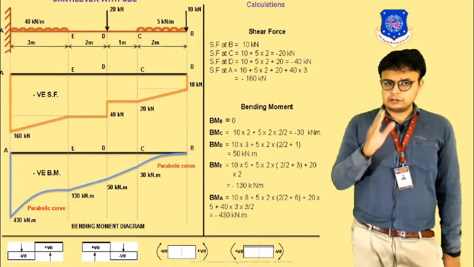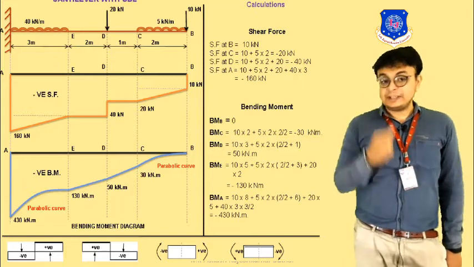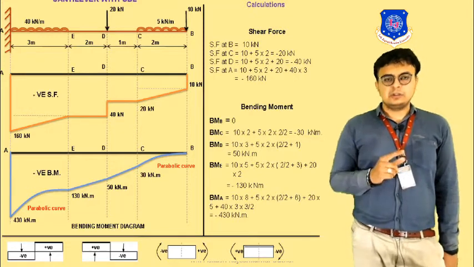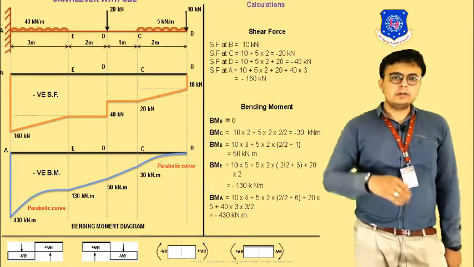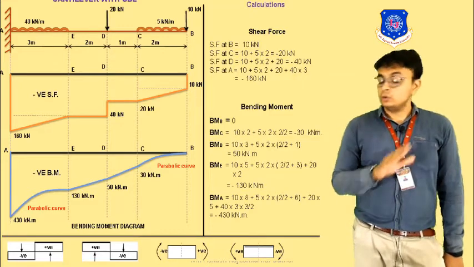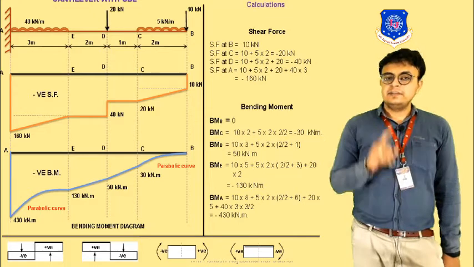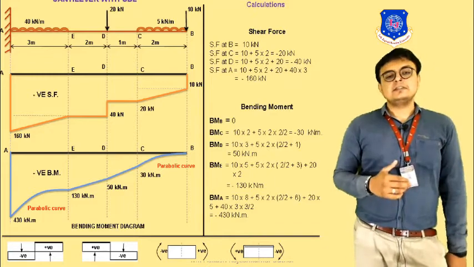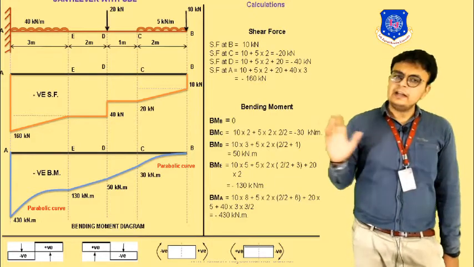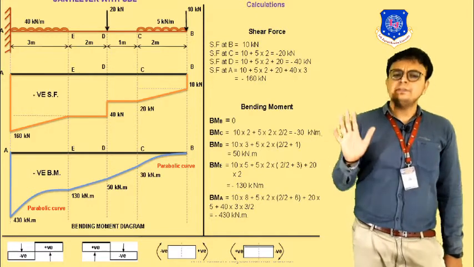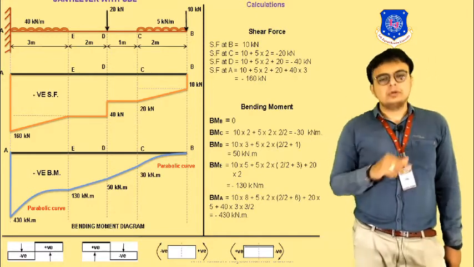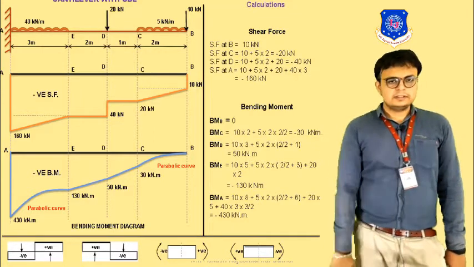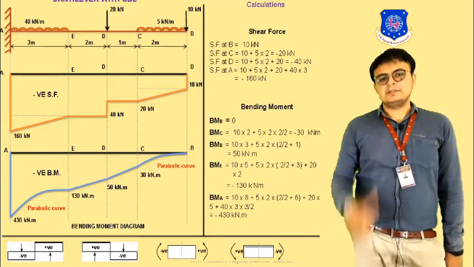After that, moving from point E towards D, there is no load, but at point D we have a concentrated point load of 2 kilonewton. After that, moving towards point C, there is again no load. After point C, we have a UDL for 2 meters at an intensity of 5 kilonewton per meter. And finally, at point B, the end of the beam, we have a concentrated point load of 10 kilonewton. So this is the beam given to us.